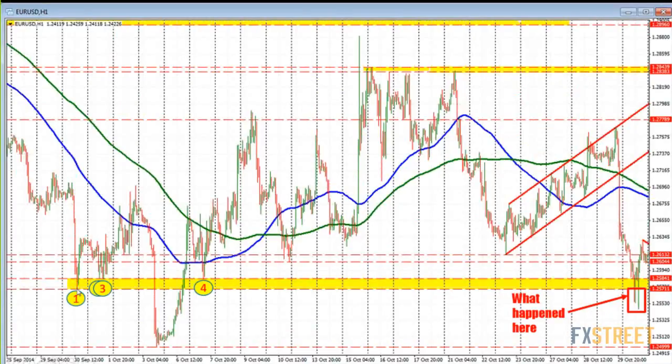Why? Because we had a low here, and we had a reactionary high. This is a quick move to the downside, a quick move back to the upside. And then the next time the market came down to that level, what did we see? We saw buyers come in early against that level, not once, but twice, four or five hours apart.